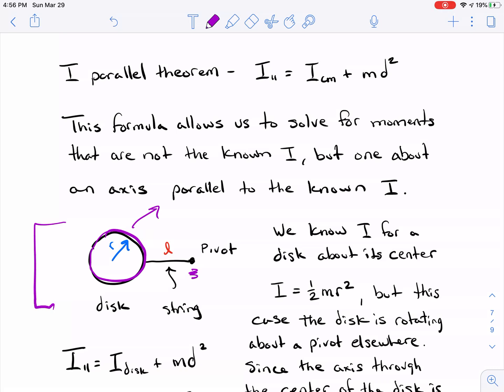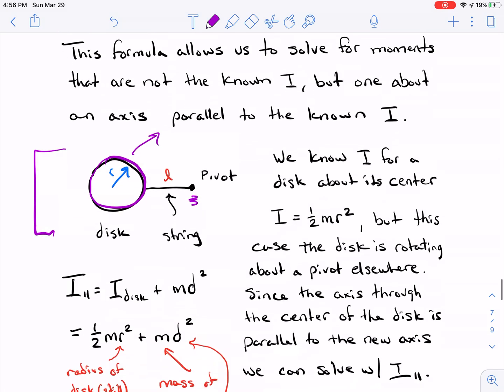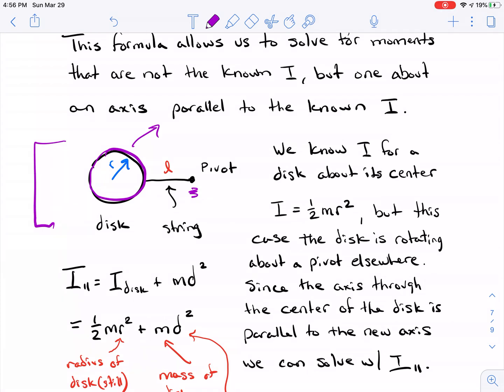But the disk going around is not rotating around its center, so it's not going to be 1/2 mr squared for the moment of inertia. So what we do is we go back and use the two parts of I-parallel. We know I about the center of a disk is 1/2 mr squared, so that's going to go in right here. This first part for I of the disk is 1/2 mr squared, but to that we have to add md squared, and the d is the distance from the pivot to where we know the I, which is about the center of the disk.